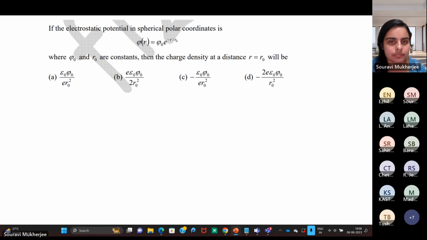Anyone? Cylindrical coordinates we can use. We'll be using spherical, right? Because it's in spherical polar coordinates. But that is okay, fine. We would shift our coordinates according to the question.